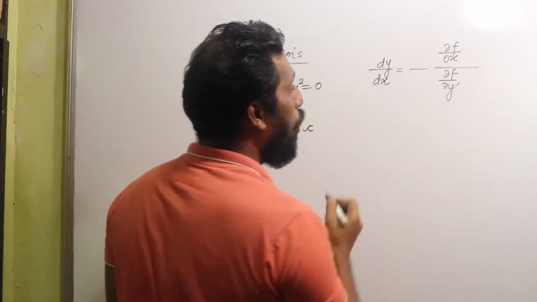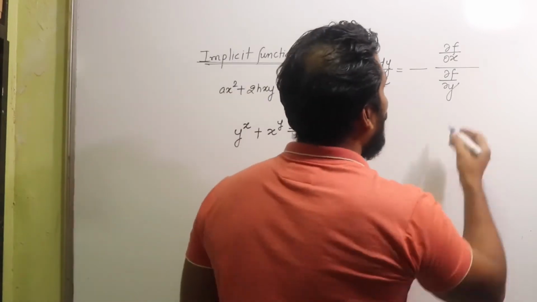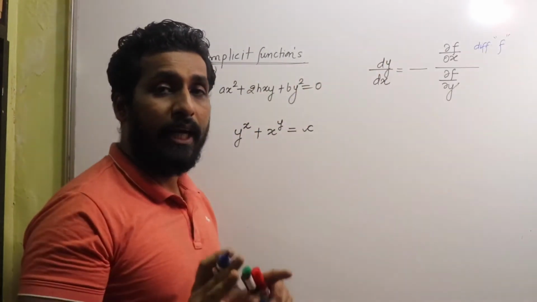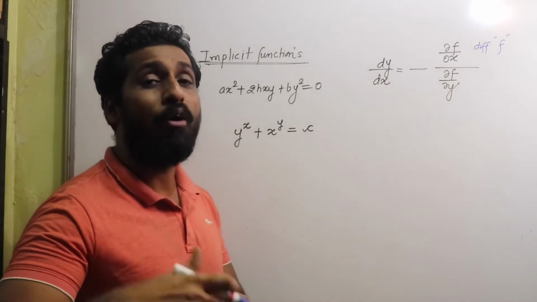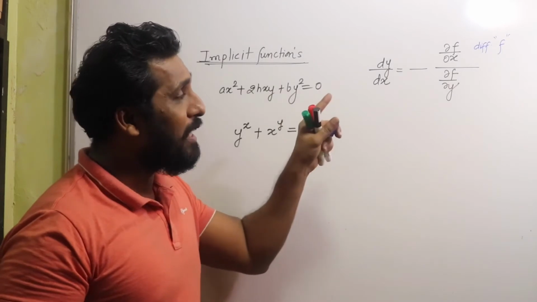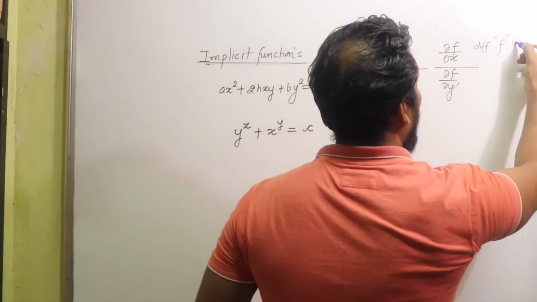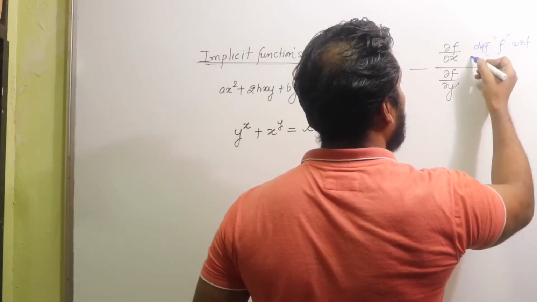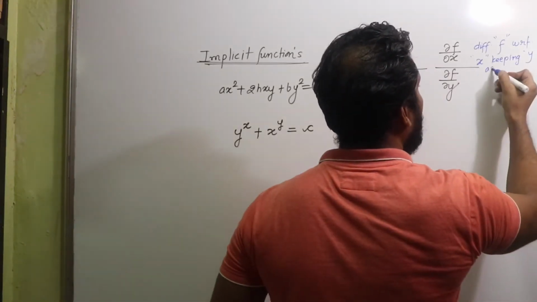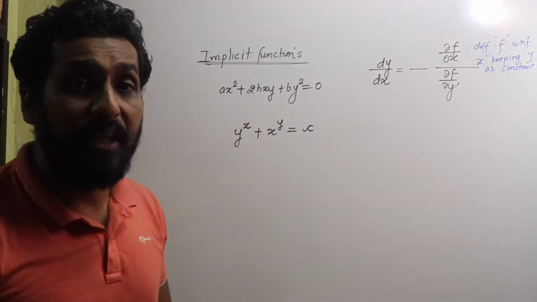So what is dou f by dou x? It simply means you differentiate f. Do not worry at this moment about what f is. I am going to come to that in a short moment. Just understand what dou f by dou x is: differentiate f with respect to x, keeping y as a constant. This is what dou f by dou x means.